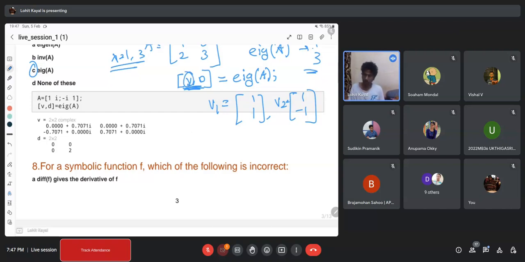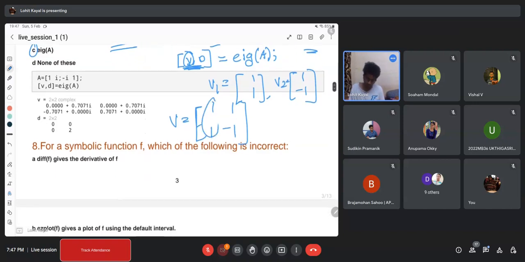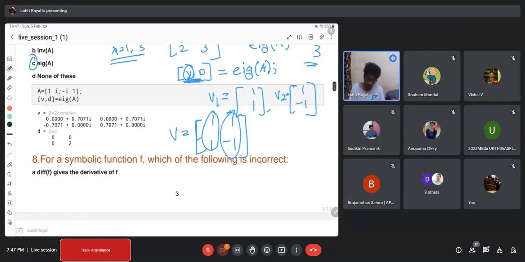These eigenvectors will appear in the columns. Suppose this is 1 1, and this is 1 minus 1, just for the example. These eigenvectors will appear in the column. This is the first column, this is the second column. And D will contain the eigenvalues, appearing as a diagonal matrix. That means it will be lambda 1, 0, 0, lambda 2.